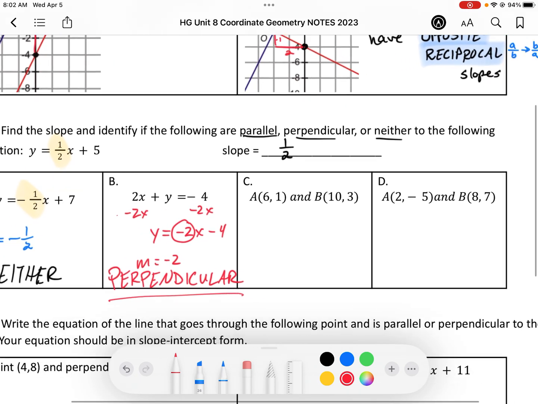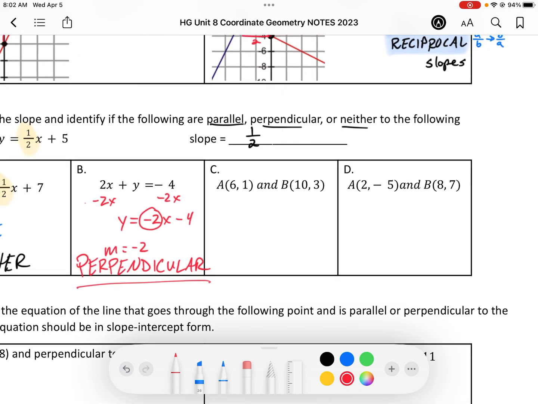Okay? For parts C and D, what I want you to do is pause the video and try to find the slope using those two sets of ordered pairs and tell me the answer. Are they parallel, perpendicular, or neither? If you need more time, pause the video again here. Otherwise, these are the answers you should get.